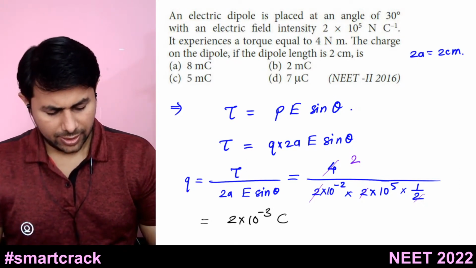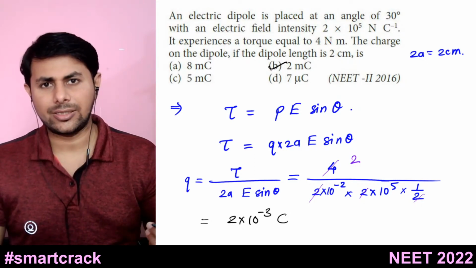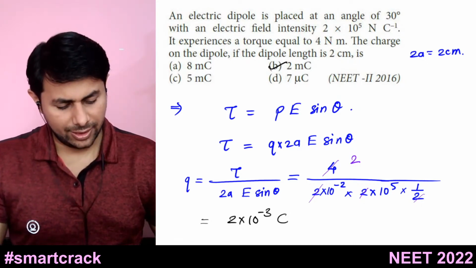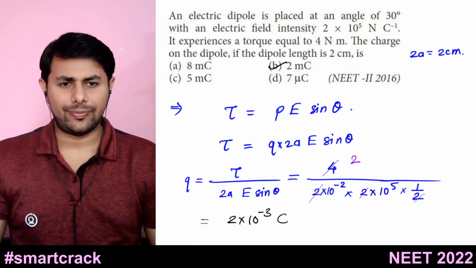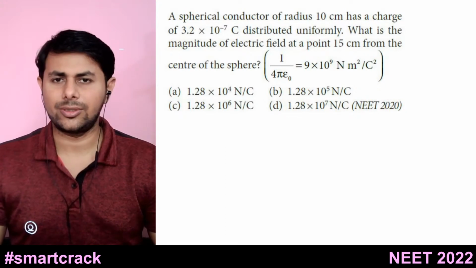So it is 2 millicoulombs, right? 2 into 10 raised to minus 3 coulombs. So 2 millicoulombs is the answer. Okay, again, let's move on to the next question.